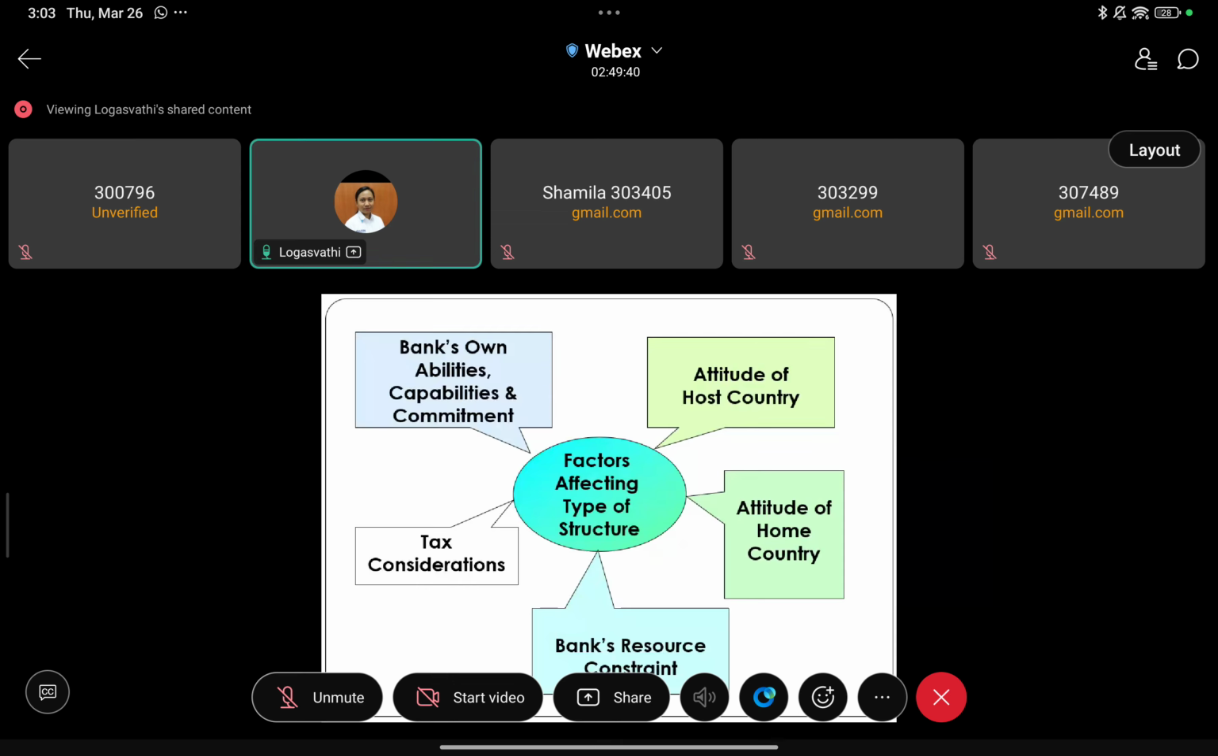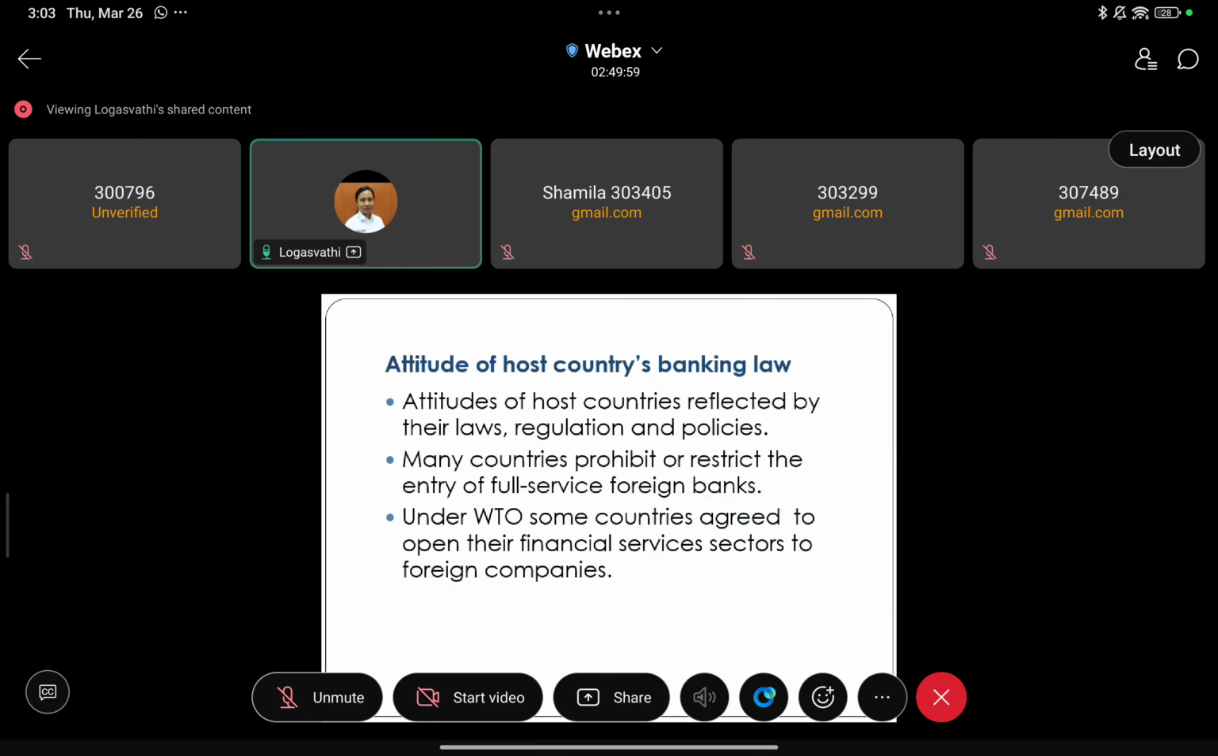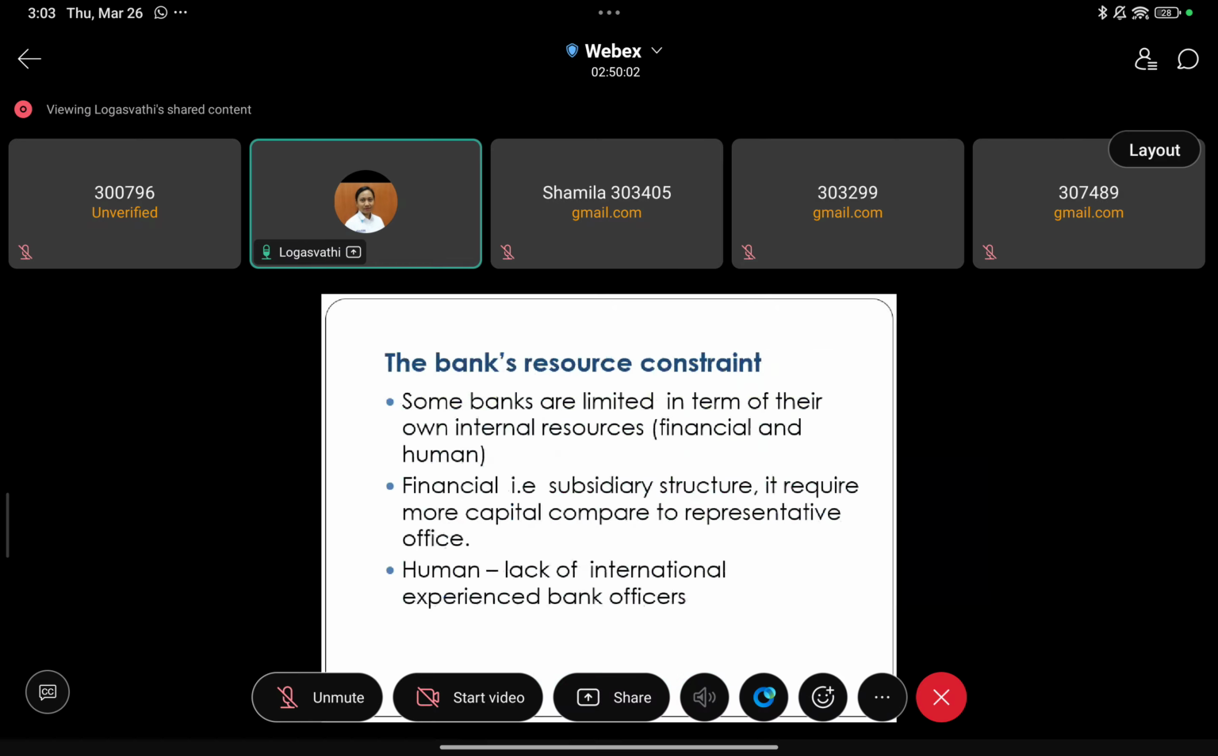Meanwhile, the bank resource constraint is about the bank's own ability, which means limited internal resources in terms of financial and human. Financial means they don't have enough capital to enhance themselves and open a branch in an international market. Resources means they don't have skilled and experienced staff to handle the job in an international market.